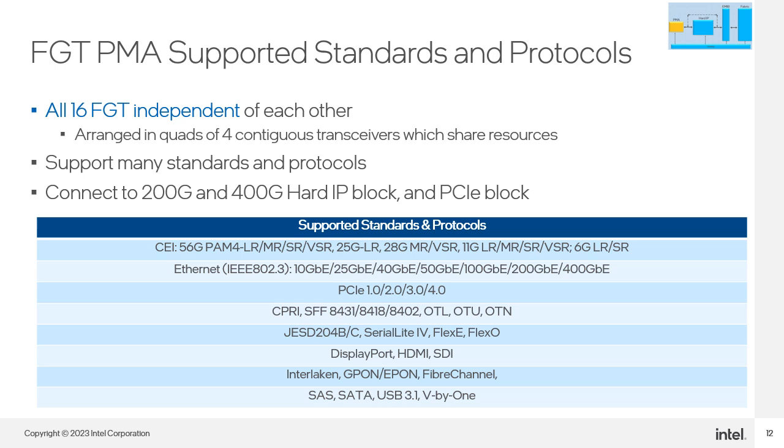The 16 FGT PMAs are also independent of each other. They too can be configured for multi-lane interfaces. They are arranged in groups of 4 contiguous PMAs called quads. Being in quads means that there are certain resources that can be shared by the group. The quads are the basis for many multi-lane applications. The 16 FGT PMAs feed all hard IP in the F-Tile. Being the general-purpose transceivers, they support a much longer list of standards and protocols.